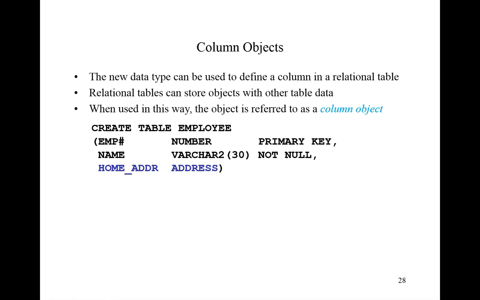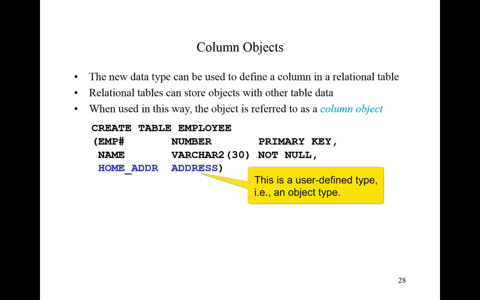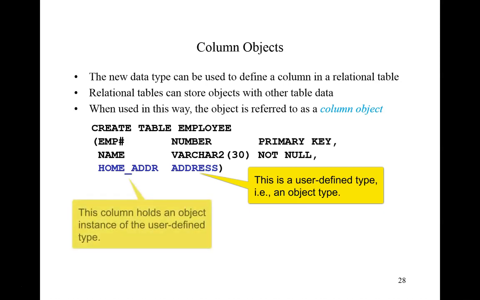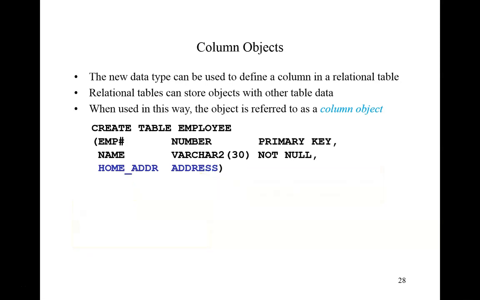Once we've defined our user-defined type, we've effectively added a brand new data type to the database. We can then use that data type to define a column within a relational table. Relational tables can store objects along with other table data. Note again that the table or relation remains the primary structure in the object-relational system. What we have accomplished to this point is to simply add a new data type to the system. We can now go beyond the basic built-in data types provided by the vendor, in our case, the Oracle database.